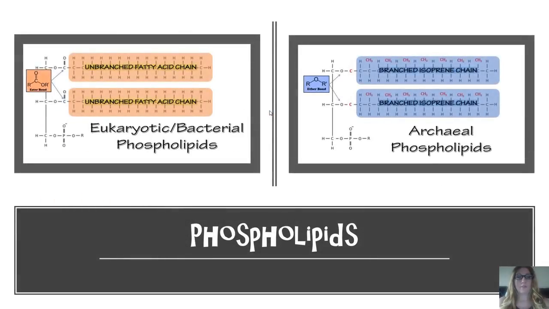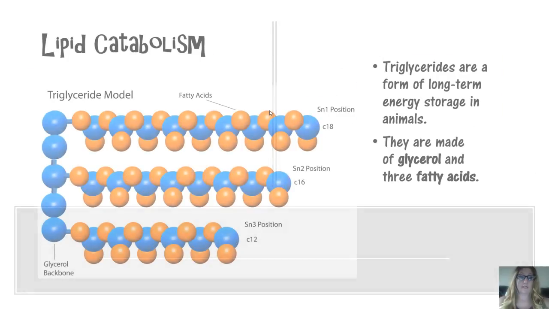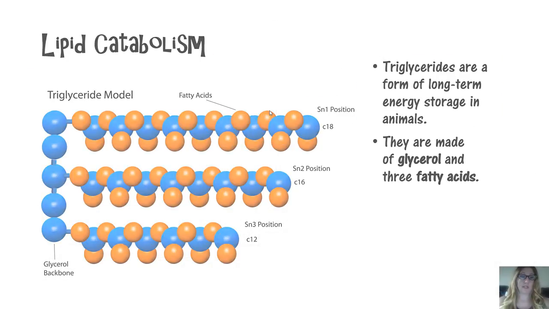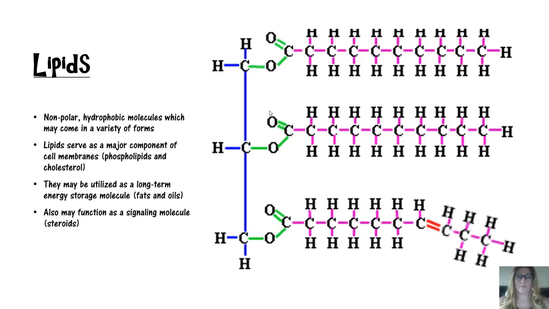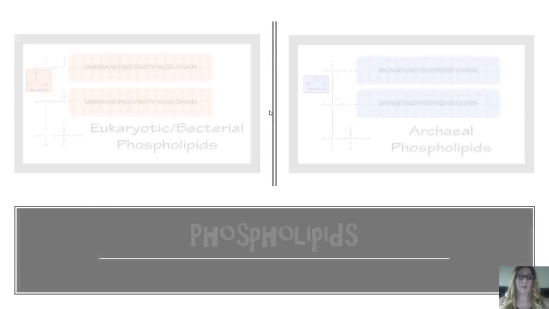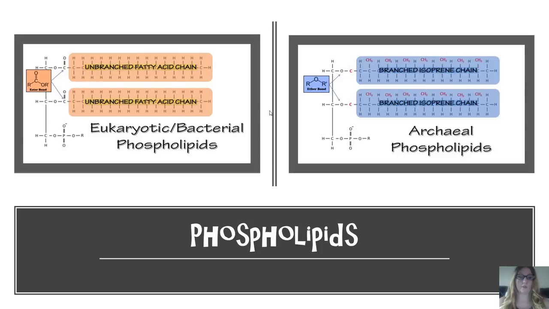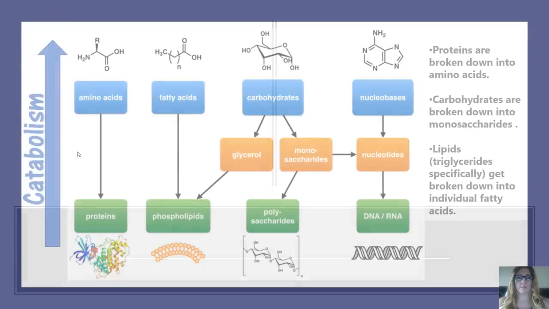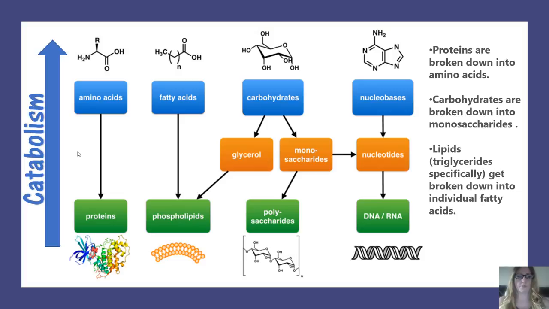Okay. Now the fatty acids, if you look at the fatty acid, maybe this one's a little bit easier. If you look at this fatty acid and then you look at the phospholipid, hopefully you see that they're remarkably similar, at least the eukaryotic and bacterial phospholipid. The difference is that instead of having a third fatty acid chain here, you're going to have a phosphate. So very, very similar, and they're both considered fats.